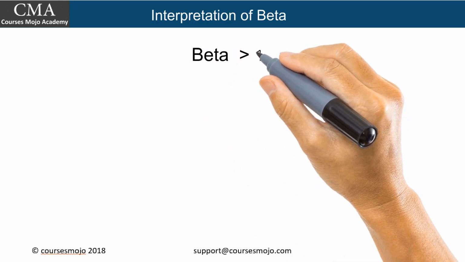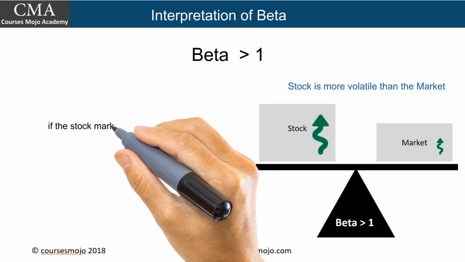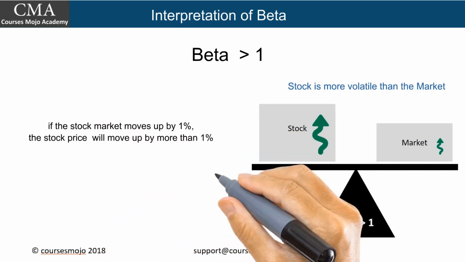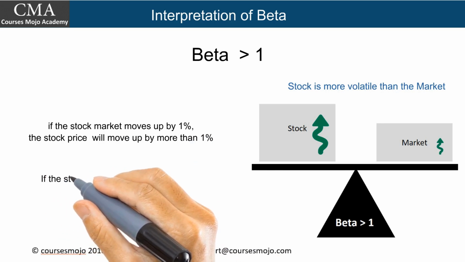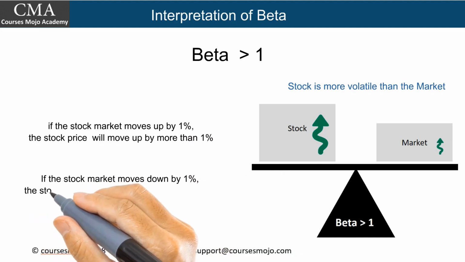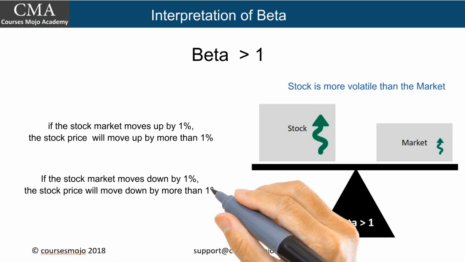Stock beta greater than 1 means stock is more volatile than the market. That is, if the market moves up by 1%, the stock price will move up by more than 1%. However, if the stock market moves down by 1%, the stock price will move down by more than 1%.